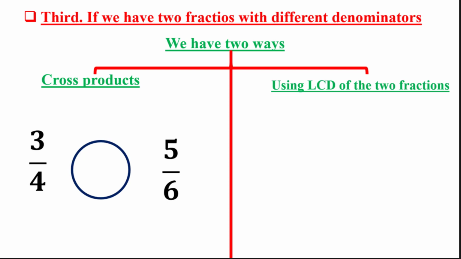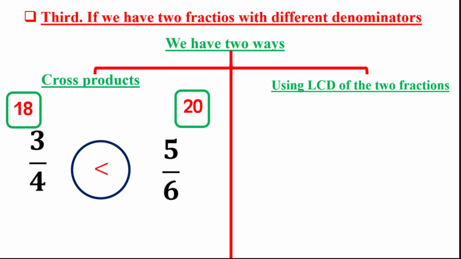Just we will use here cross products. We will multiply 4 by 5 equals what? Equals 20. And 6 times 3 equals what? Equals 18. Now we will compare between 20 and 18. 18 is less than 20. Now we will get here 3 over 4 is less than 5 over 6.